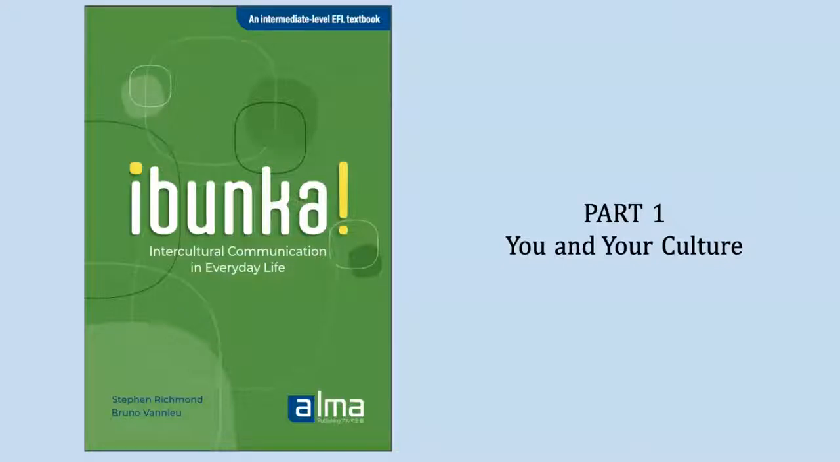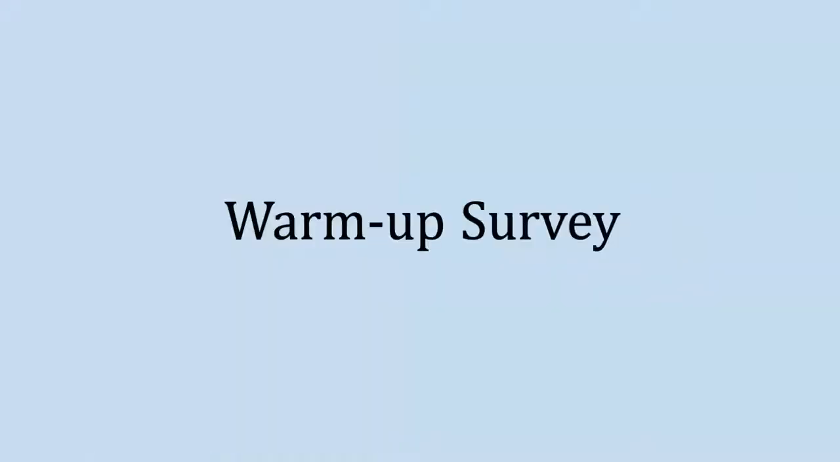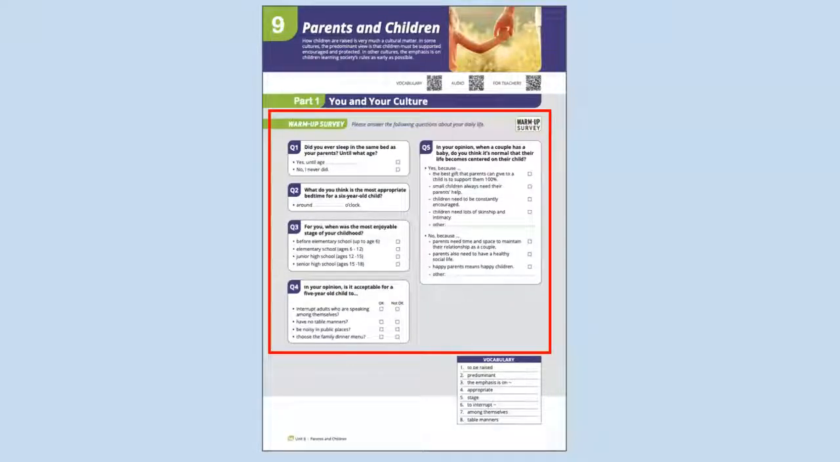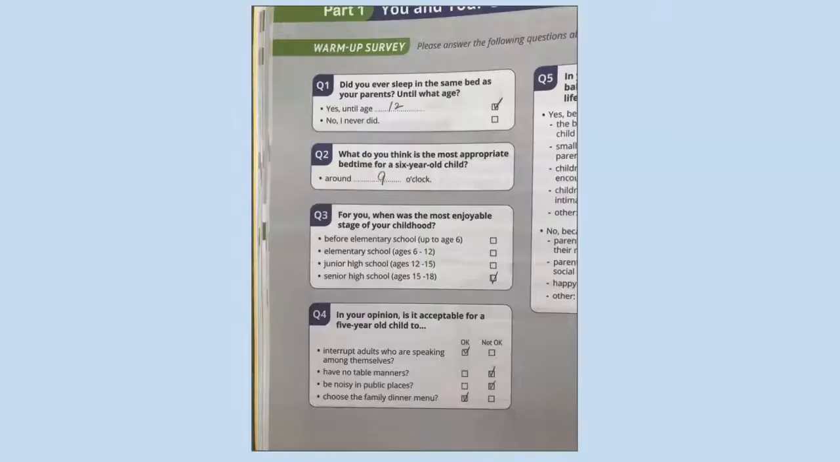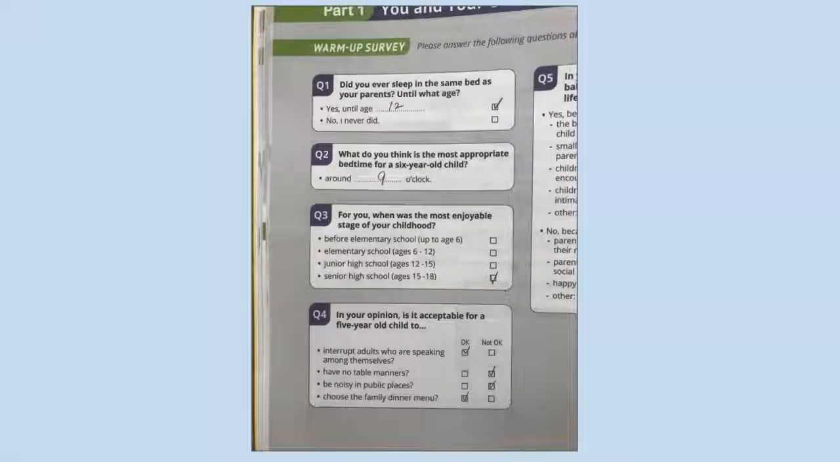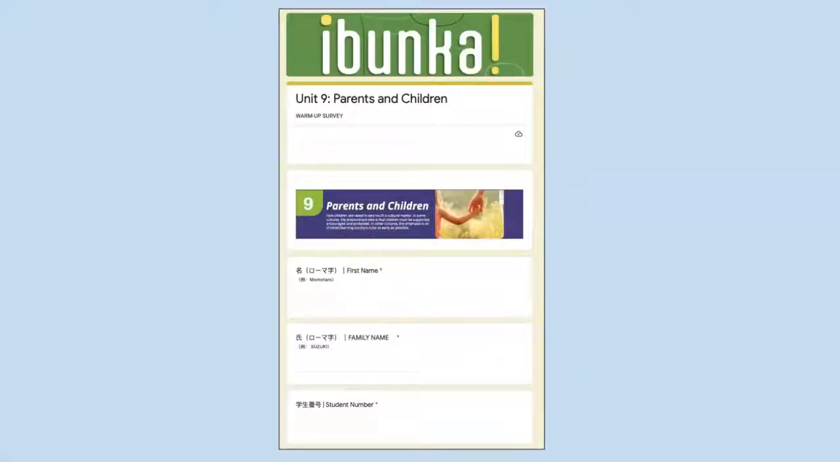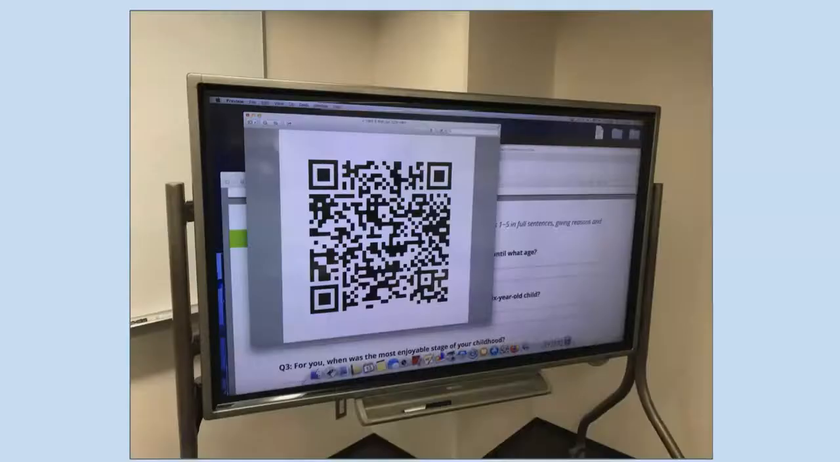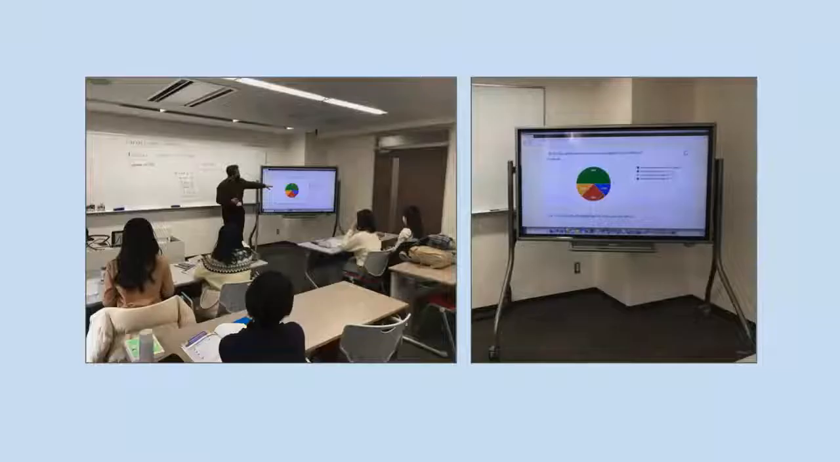Part 1. You and your culture. Warm-up survey. To begin each topic, you first reflect on your own personal habits and opinions by filling out a quick survey. You can respond by filling out the survey in your textbook. Or, if your teacher prefers, you could respond online through a Google form. Your teacher will give you the link or QR code for this.